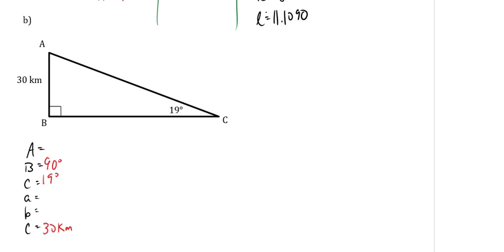Kind of interesting that in this case, my hypotenuse is little b, and there's little a and big A. Those are the three things I have to find. What do you want to find first? Angle A, thank you. Good choice. Why? It's super easy. 180 minus 90 minus 19. What does that give me?